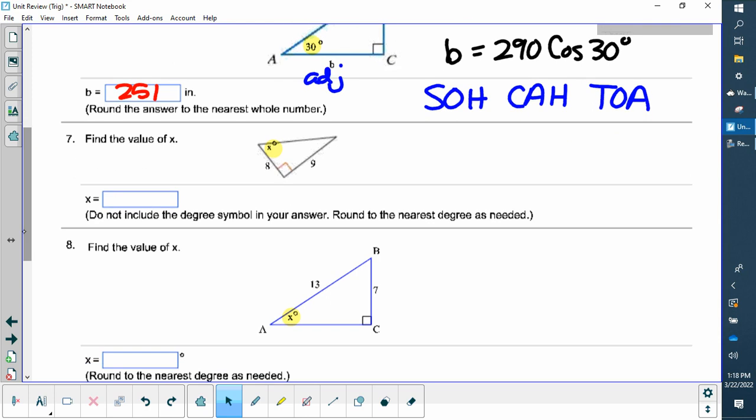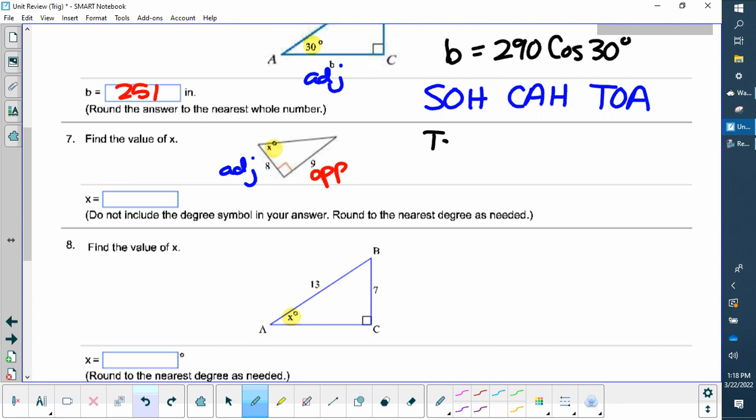Okay, and I'm going to name them just like I did before. This is across from my reference angle, so I'm going to call it opposite. This is right next door to my reference angle, so I'm going to call it adjacent. And I'm not going to put in hypotenuse. So looking up here, the only one that has an O and an A in it is TOA. So it tells me I'm going to use tangent.